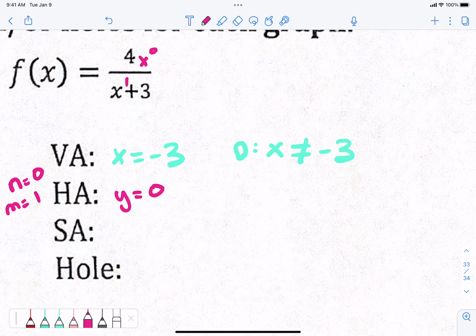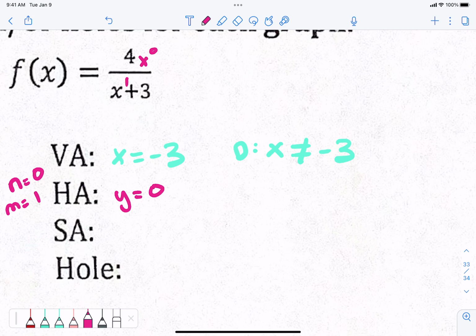If it's top heavy, it doesn't work. If it's top heavy, it falls over, and it's none. Do we have to put the y? Yes, please. Don't forget those. Put x equals negative 3, y equals 0. Okay, slant asymptote.